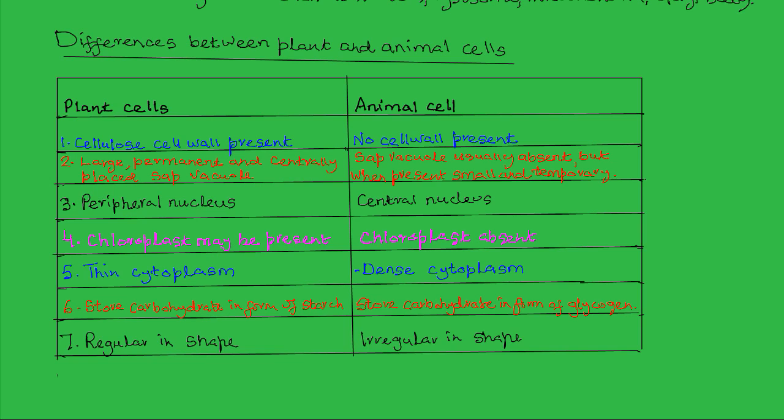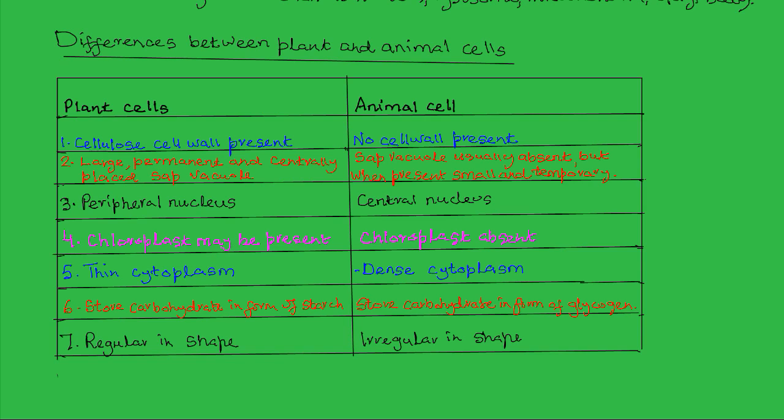One, and the most distinct, is that plant cells have a cell wall made of cellulose, while animal cells do not have a cell wall of any nature. For that reason, plant cells tend to have a regular shape, while for the same reason, animal cells have an irregular shape.